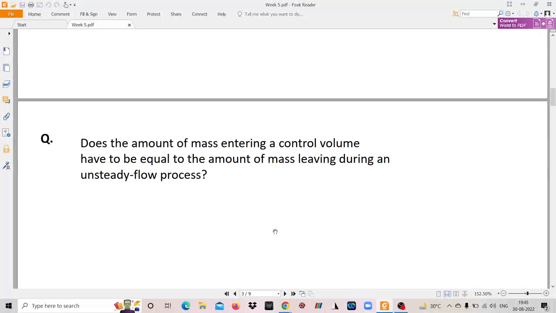So for an unsteady flow process, we do not have equal amount of mass inflow and outflow. Clear?